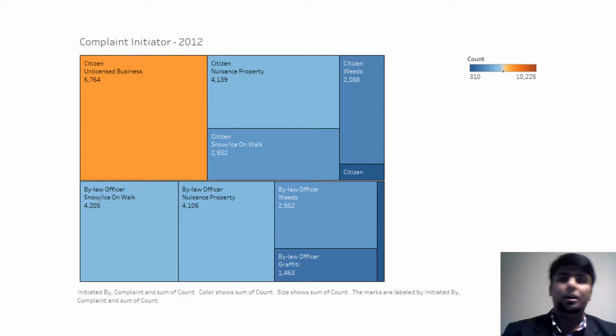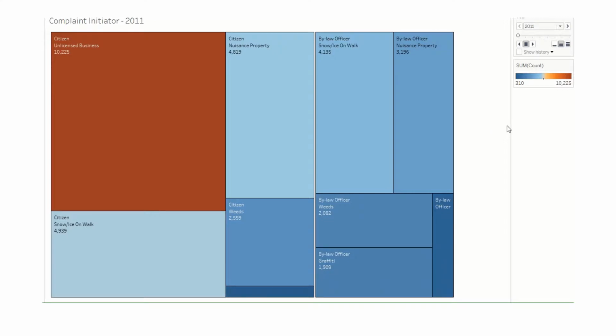Each of the complaint on the City of Edmonton's data is either initiated by a citizen or by a bylaw enforcement officer. The next question we wanted to ask was, what kind of complaint was initiated by whom? The more interesting question that we wanted to answer was, what kind of bylaw infractions or what kind of complaints did the citizens care most about. So we went on another journey to find out that what kind of complaints were made by either the citizens or the bylaw officers. We chose a tree map.